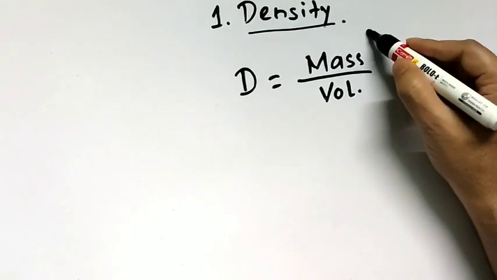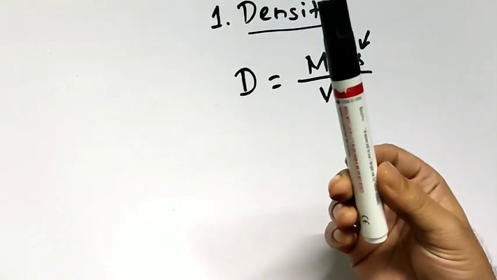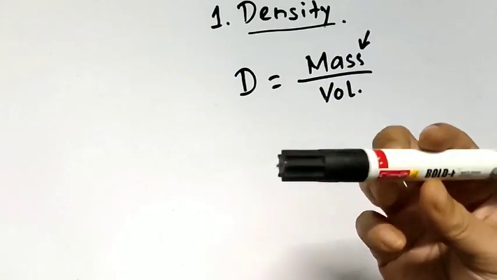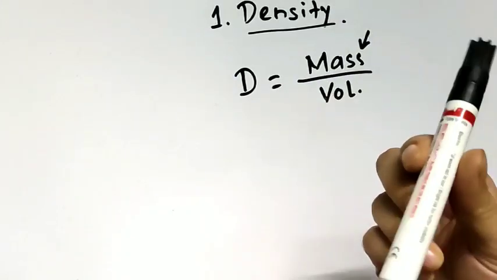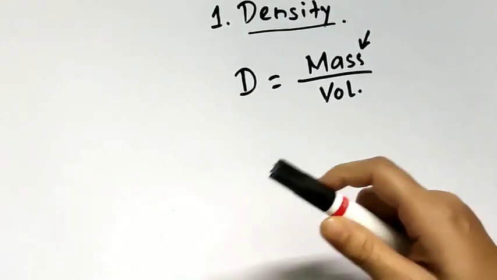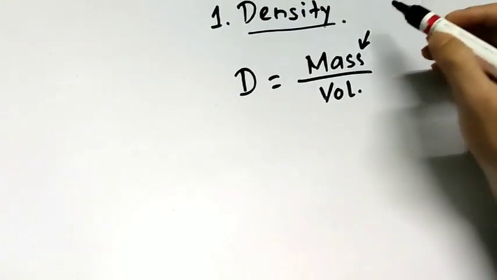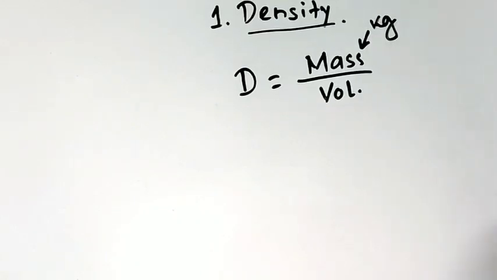Now if I talk about mass, what do you understand by the term mass? Mass is nothing but the amount of matter present in an object. Now if I talk about this pen, as you can see, the pen is made up of plastic, so the amount of plastic present in this pen is its mass. Now let's talk about the unit of mass. What is the SI unit of mass? We know the SI unit of mass is kg, right?